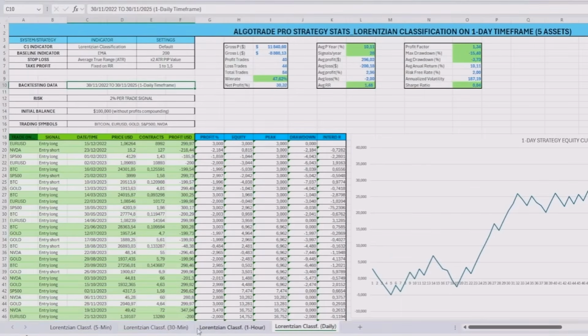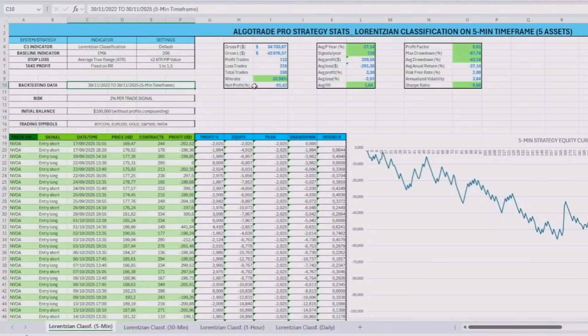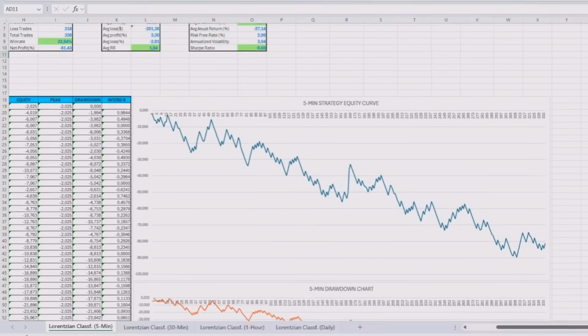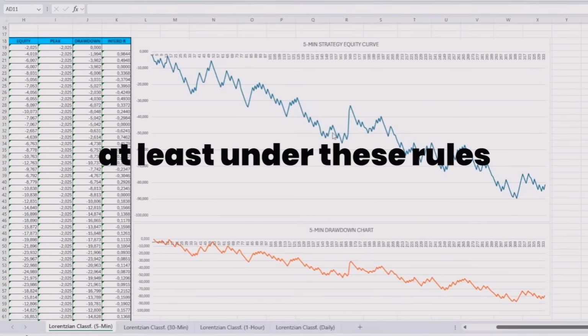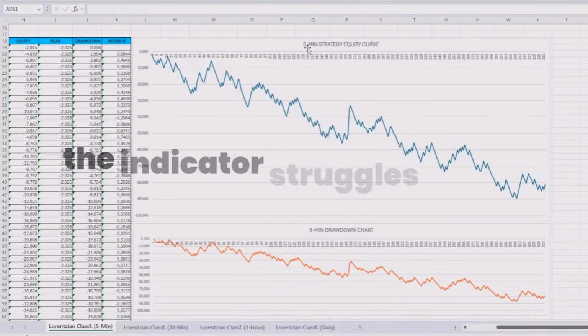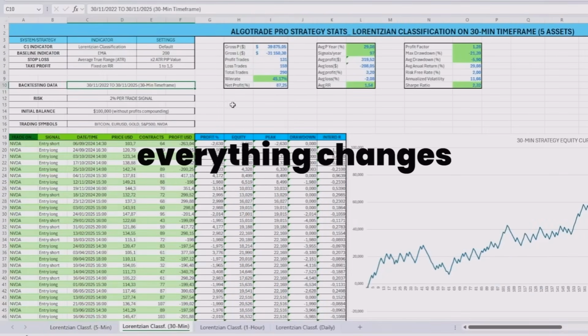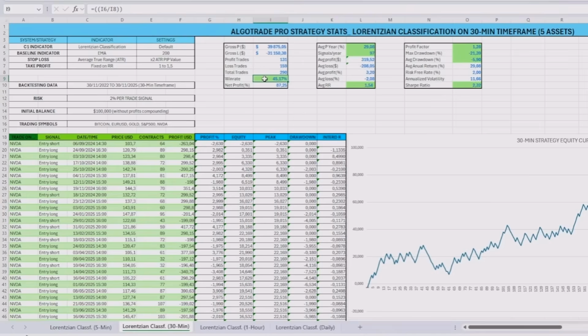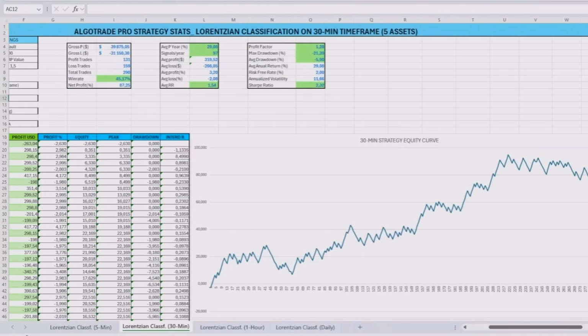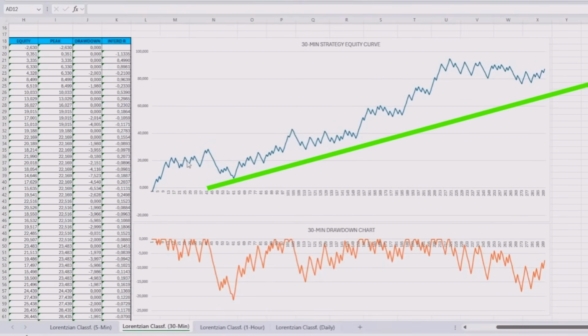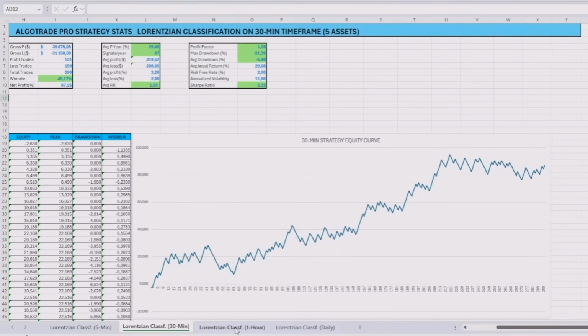The results were very interesting. On the 5-minute time frame, the win rate came in at around 34% with an 81% loss and a very unstable equity curve. This confirms that, at least under these rules, the indicator struggles in fast and noisy scalping conditions. Moving up to the 30-minute chart, everything changes. The win rate jumps to 45%, total profit climbs to 87%, and the equity curve becomes clean, stable, and consistently rising. This was by far the strongest time frame in all the tests.